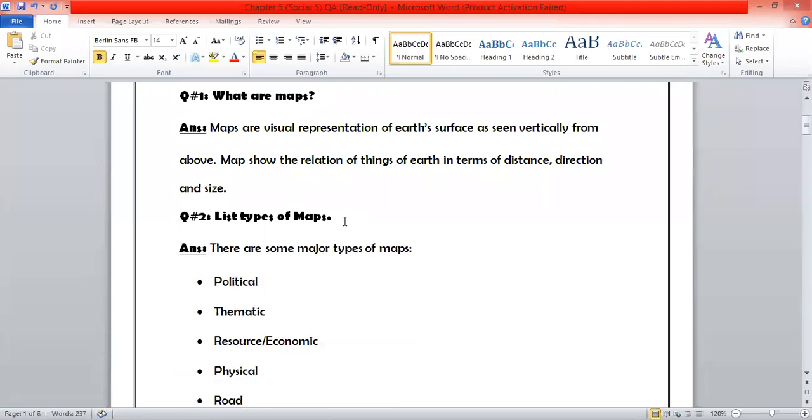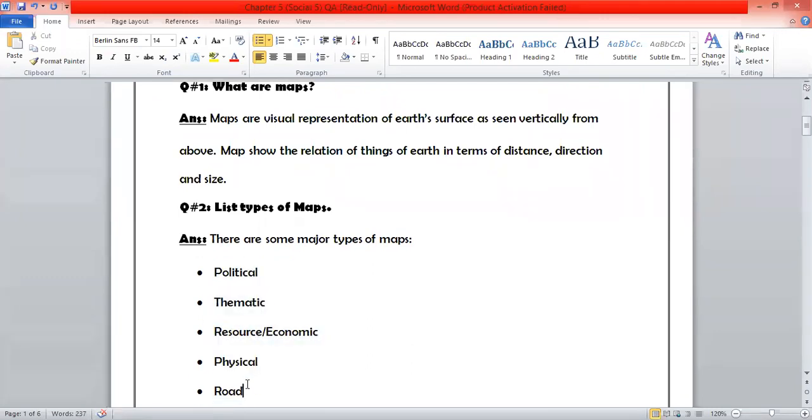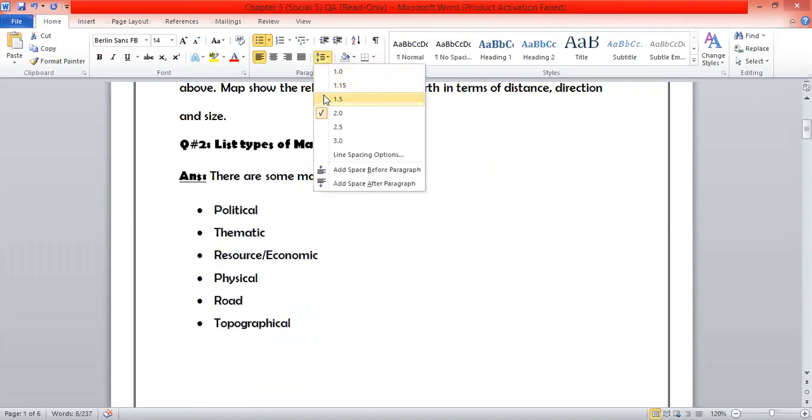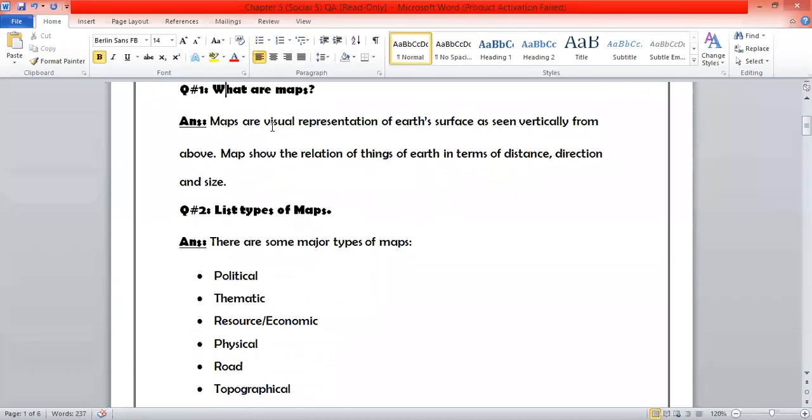There are some major types of map. We saw these in the last class: political, thematic, resource, economic, physical, road, and topographical. These are the types which we see in our chapter. We just write the names of these here because the question is asking for listing. So the types are there on the screen.